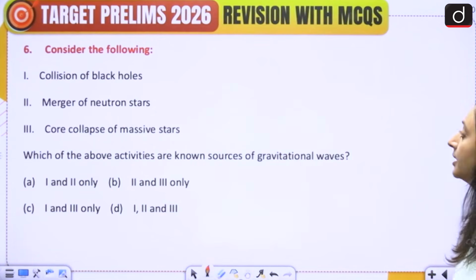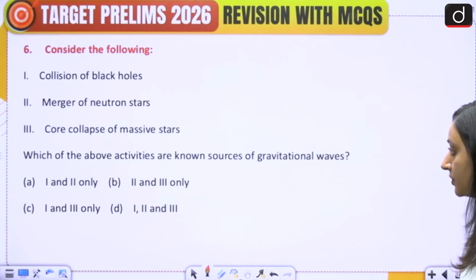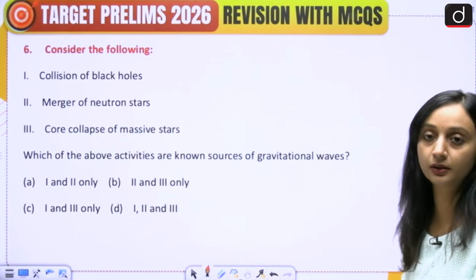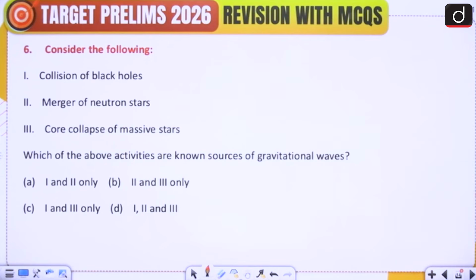Question number 6. Consider the following. 1. Collision of black holes. 2. Merger of neutron stars. 3. Core collapse of massive stars. Which of the above activities are known sources of gravitational waves? A, 1 and 2 only, B, 2 and 3 only, C, 1 and 3 only, or D, 1, 2 and 3. Please attempt this question first.